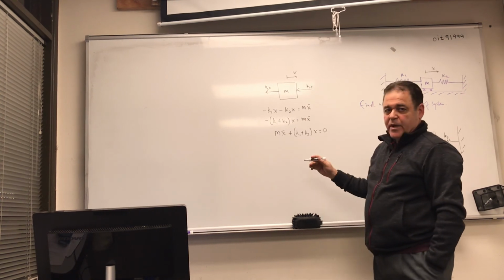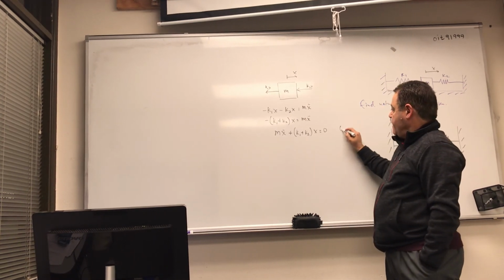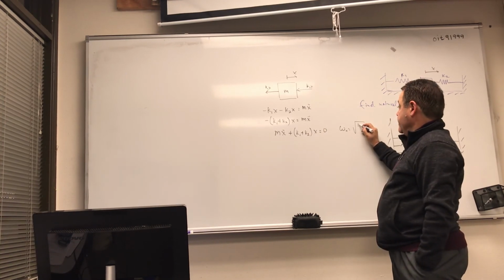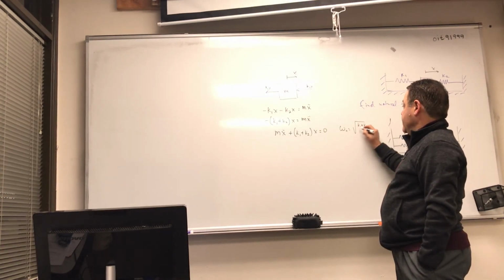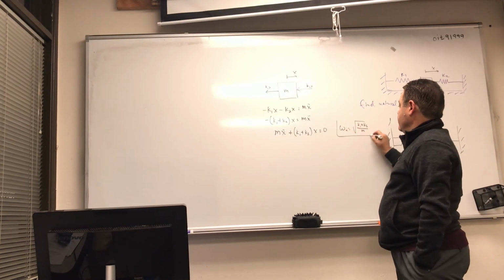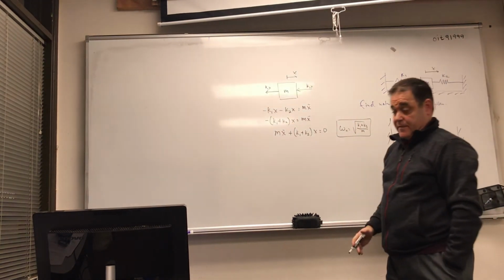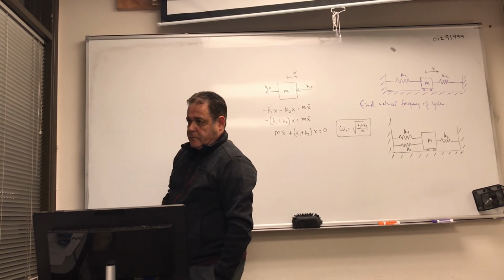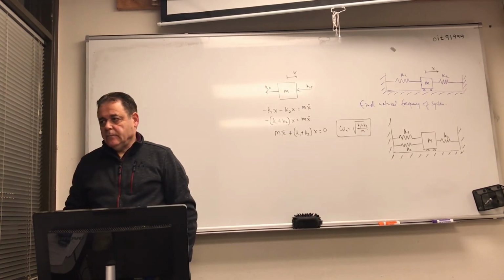Now this is a no-brainer. What is omega n? It's the square root of whatever is in here, K1 plus K2, divided by whatever's in front of the x dot dot, whatever is on first. So I did it completely wrong, but I got the right answer.